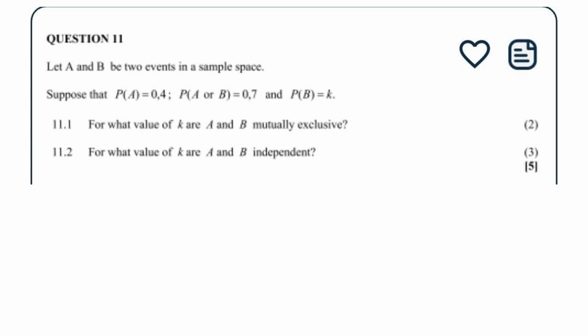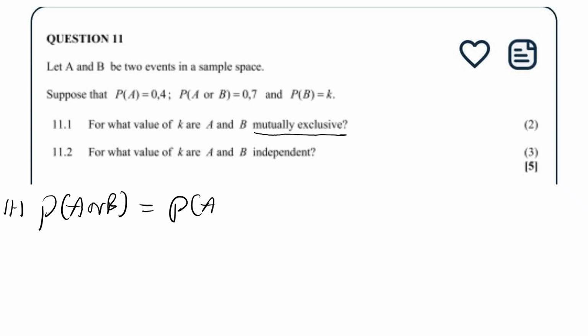So for 11.1, they're saying: for what values of k are A and B mutually exclusive? Now when we are talking about mutually exclusive, we don't have what we call an intersection. Therefore probability of A or B is equal to what? Probability of A plus probability of B.